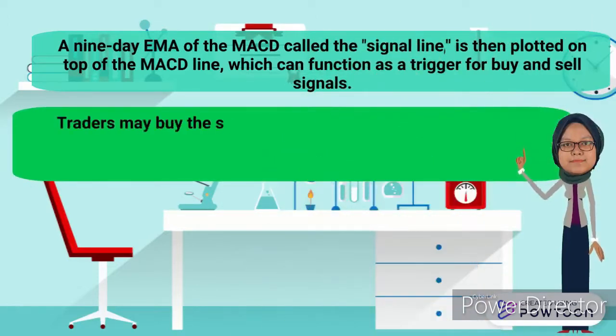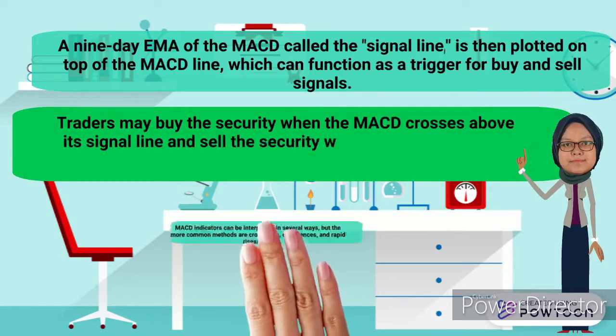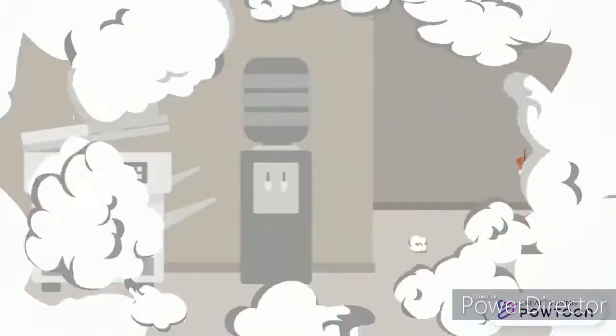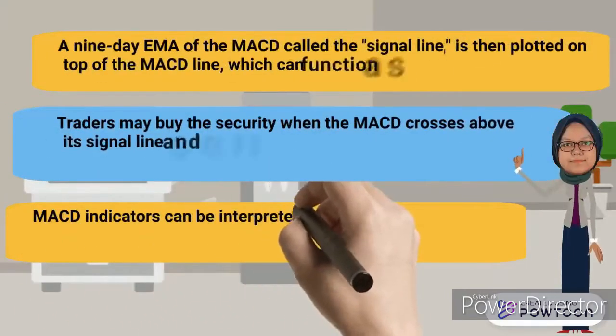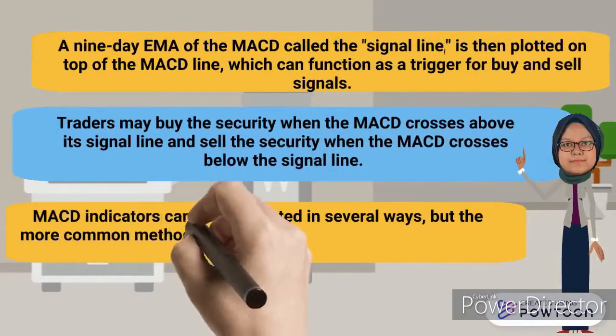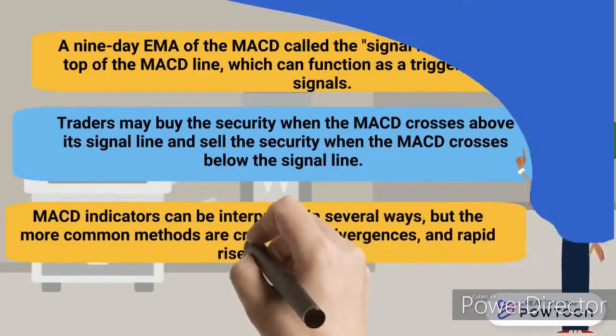Traders may buy the security when MACD crosses above its signal line, and sell the security when MACD crosses below the signal line. MACD indicator can be interpreted in several ways, but the more common methods are crossovers, divergences, and rapid rises or falls.